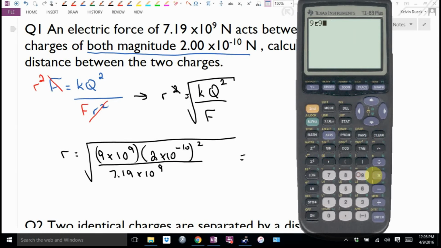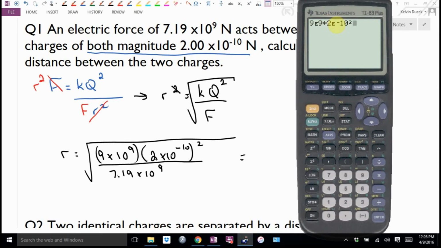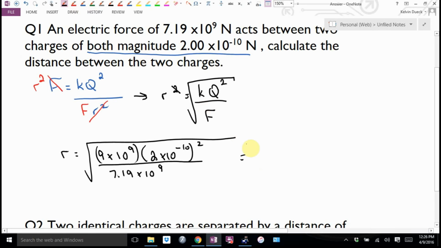Nine times 10 to the 9th times 2 times 10 to the negative 10, all squared. Your calculator, you might have to put this in brackets. I don't know. I don't have to on my calculator. Divided by 7.19 times 10 to the 9th. And then I'm going to take the square root of that. They're pretty close together. They are separated by 2.24 times 10 to the negative 10 meters.